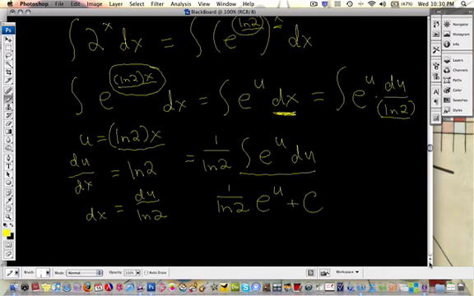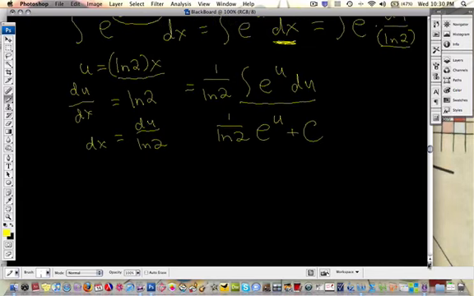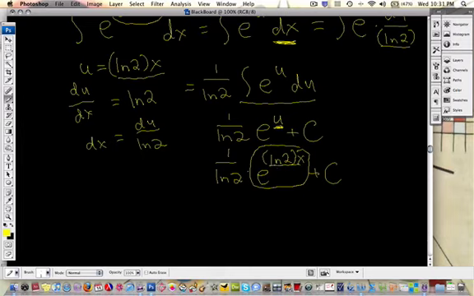Almost done. Next step, replace the u with what it's equal to. u is equal to ln 2 times x, so we've got 1 over ln 2 times e to the ln 2 times x plus c. And the last step is simplifying this, writing it in a better way. We replaced u with what it actually was, and we also want to rewrite it as the base it gave us.